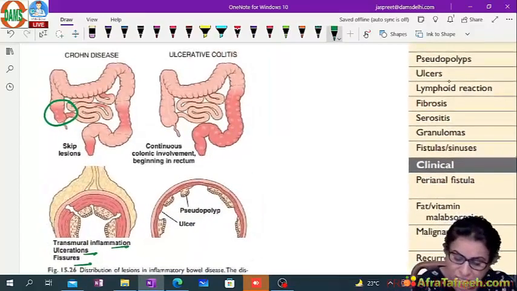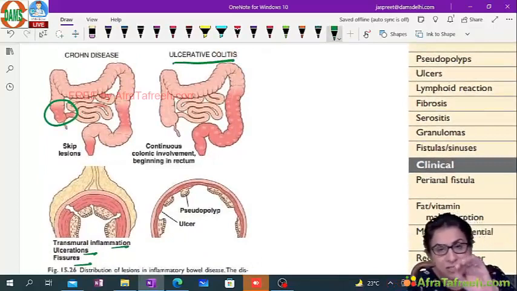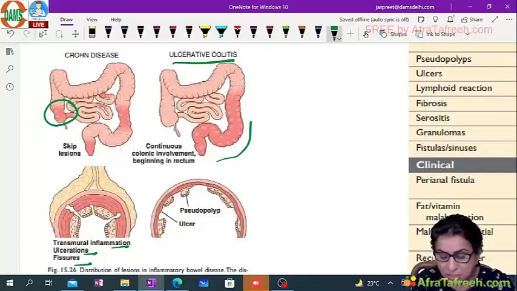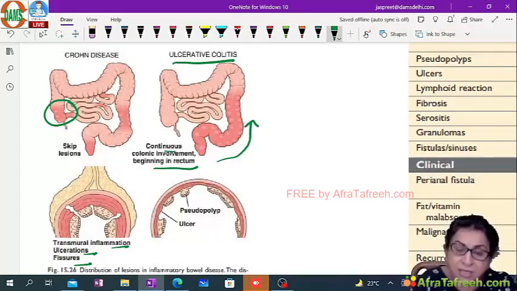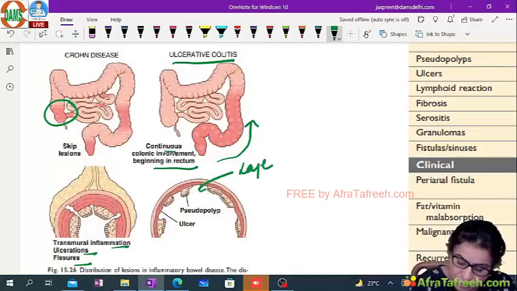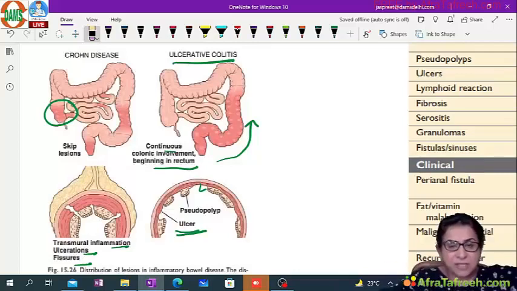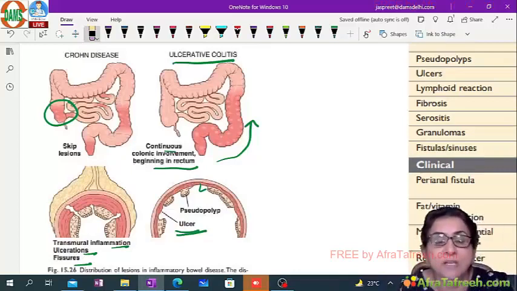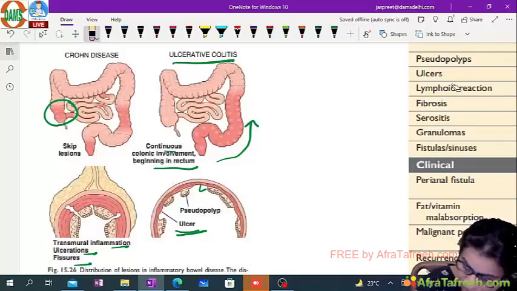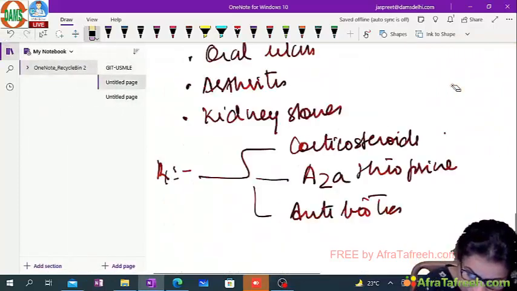In contrast, after this, I'll talk about ulcerative colitis. In ulcerative colitis, it almost always involves the rectum, and from the rectum it goes to the colon. So it involves rectum and colon in a continuous fashion, no skip lesions. And in ulcerative colitis, you have these large broad-based ulcers. Look at the ulcer, it's a large broad-based ulcer. Large areas of ulceration occur, and then the regenerating mucosa forms pseudopolyps. We'll see this picture again.